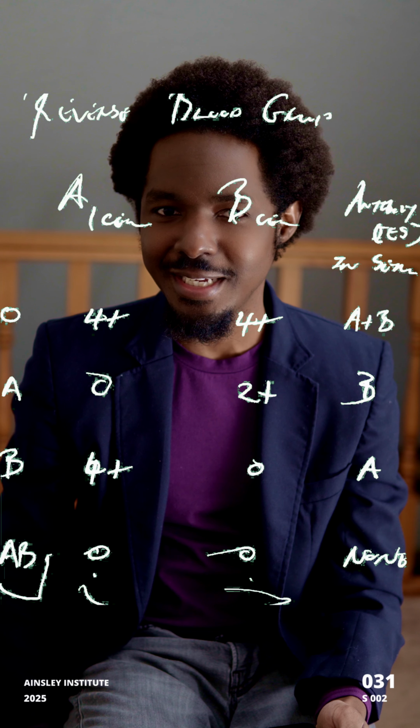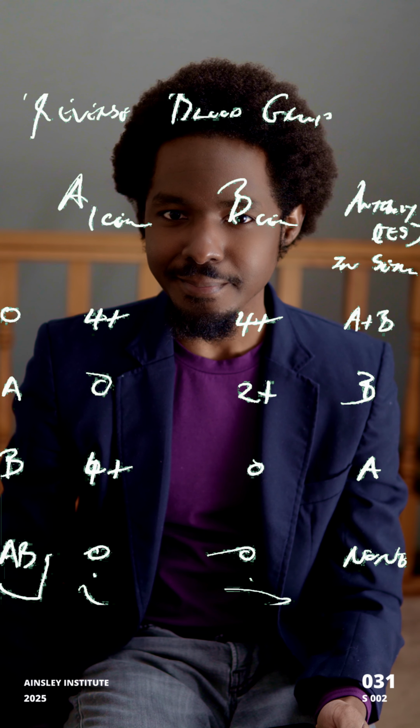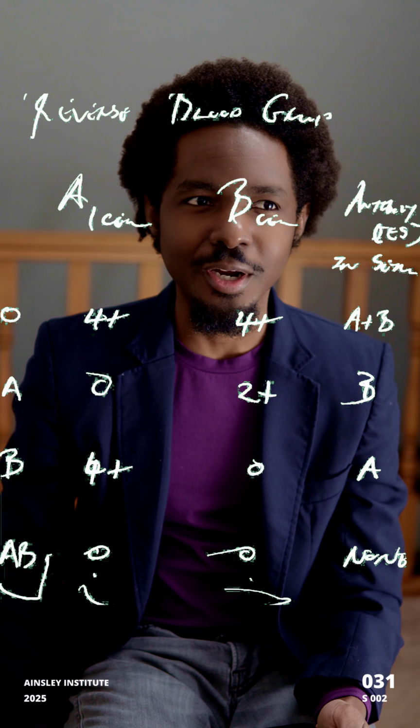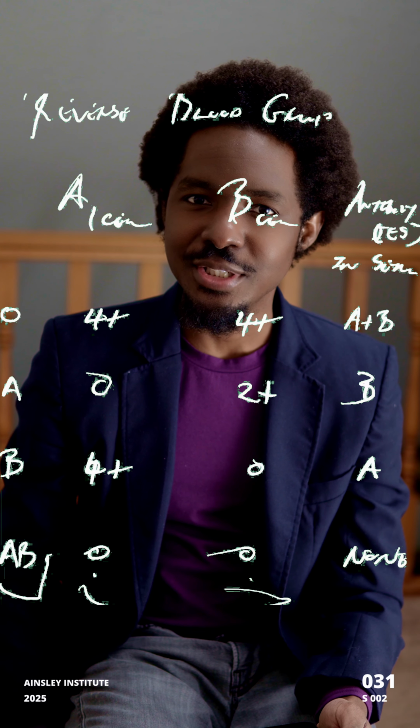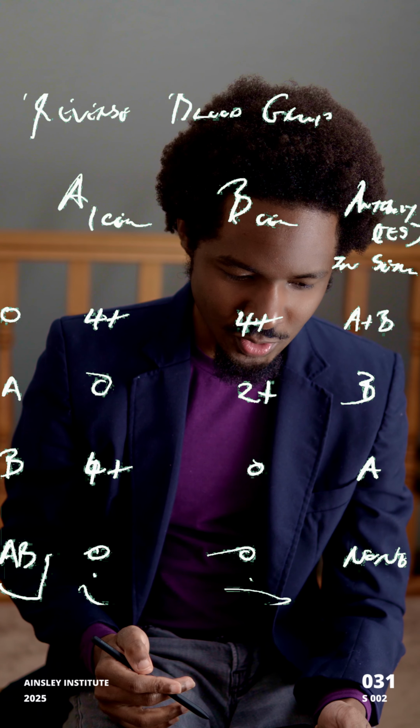When a person is AB, they can give their plasma portion to anyone. And that is just something that we have to understand and appreciate. All right? So that is, in a nutshell, how the ABO blood group system is.